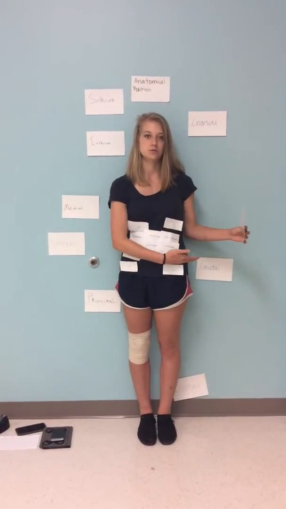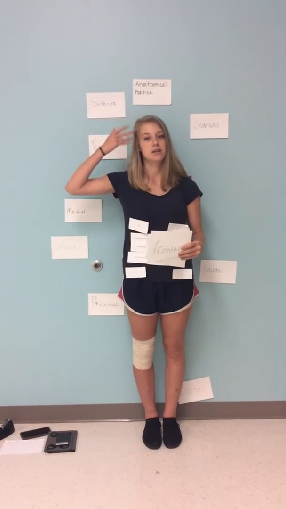And you have your midline, which is the middle line that separates your body into left and right. Then you have the transverse body plane, which separates your body into top and bottom. And you have sagittal, which is left and right, just like your midline. And then the last body plane is frontal, and it separates your body into front and back.